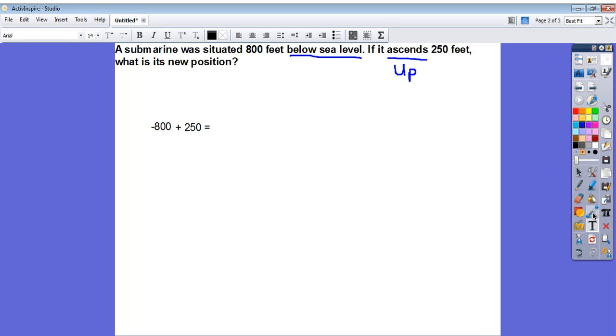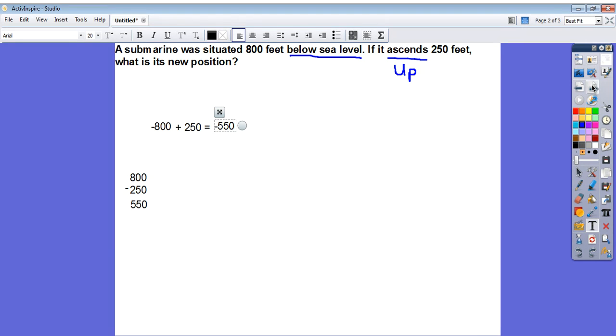If the signs are different, find the difference. So we would do 800 minus 250. 800 minus 250 is 550. And then we just take the sign of the greater number. My greater number here is negative, so that means its new position, if it started at negative 800 and went up 250, is it's now at negative 550 feet.